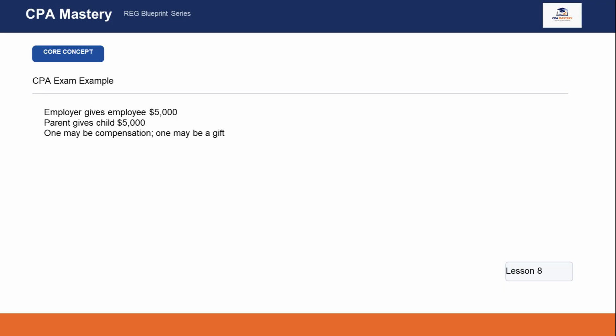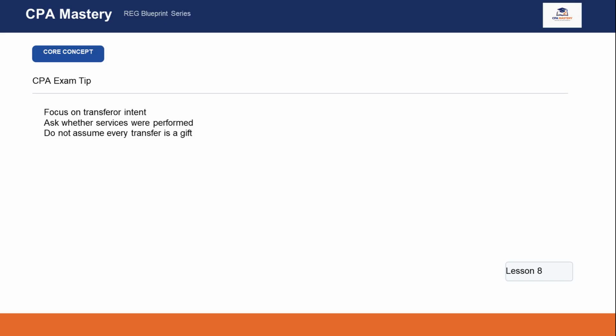The payment from the employer is much more likely to be treated as compensation because it arises in an employment context and may be connected to services performed. The payment from the parent is much more likely to be treated as a gift because it is motivated by personal generosity. The exam often uses these fact patterns to test whether you can identify the true nature of a payment instead of focusing only on the amount transferred.